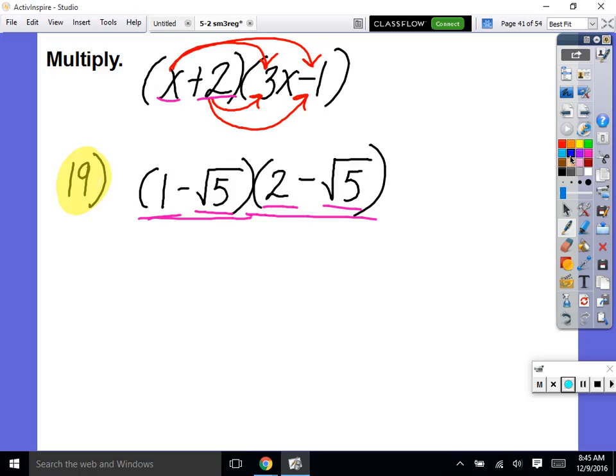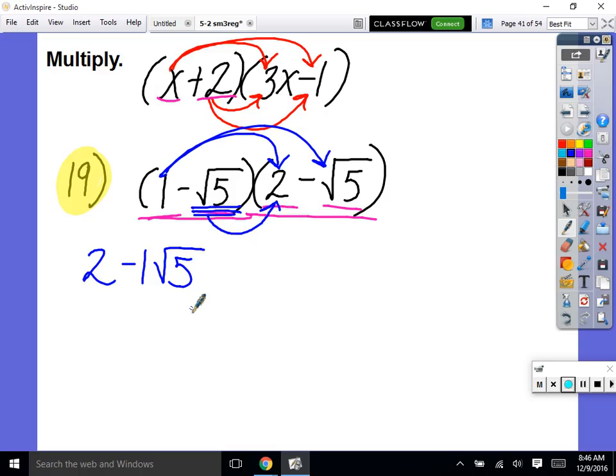Here we go. These are just where people mess up from not being very careful. So what's 1 times 2? 2. What's 1 times the square root of negative 5? Negative 1 square root of 5, correct? Now we'll move on to negative square root of 5. Very carefully. Negative square root of 5 times 2 is negative 2 square roots of 5, correct? Now careful, right? Here's where people always mess it up. Negative square root of 5 times negative square root of 5 is positive square root of 25.